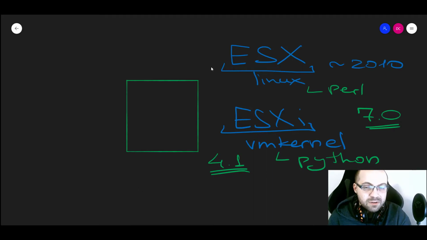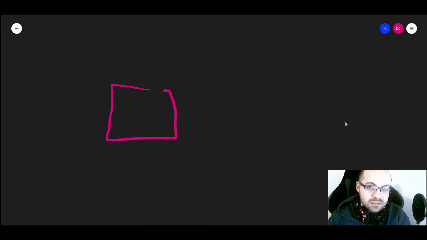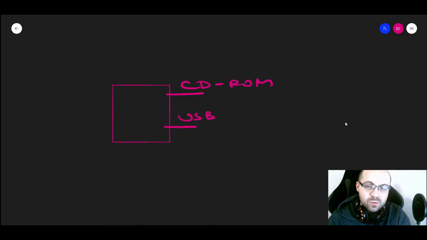ESXi installation itself is pretty straightforward. What you would do, you would get a piece of hardware, just a computer powerful enough to run the hypervisor, and you would connect to it and either use CD-ROM or USB to mount an installation image. It's an ISO file which you can download from the VMware website.